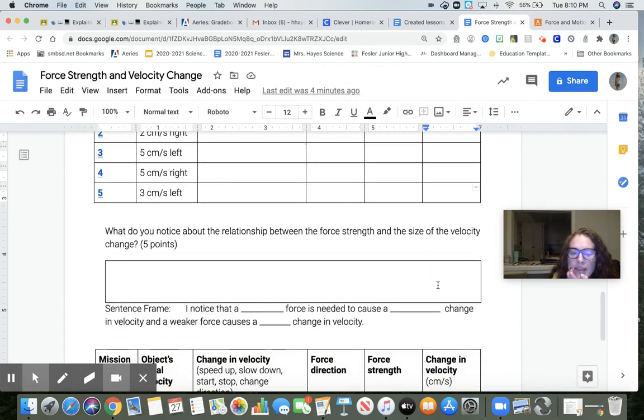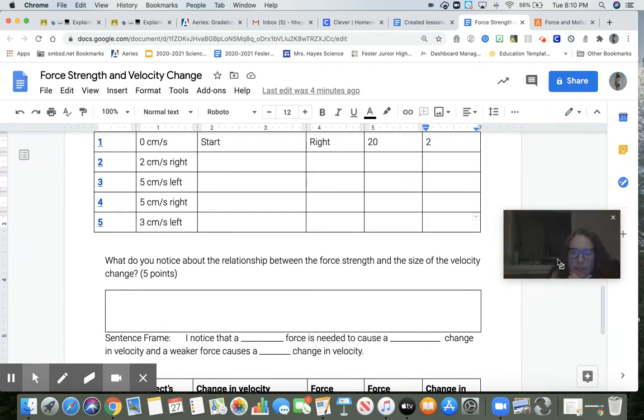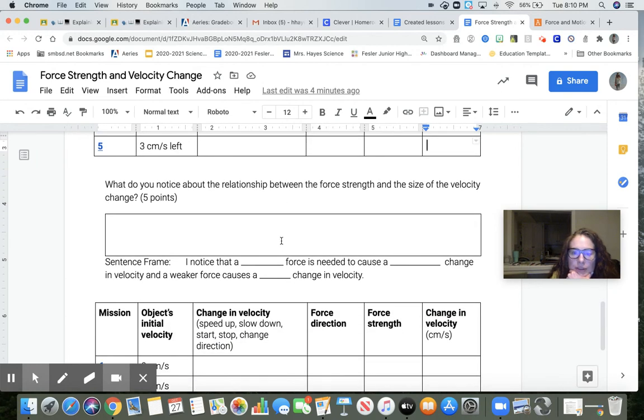Okay. So you're going to finish this table. You're going to answer this question. What do you notice about the relationship between force strength and the size of velocity? And you cannot just tell me that they're related. You need to tell me how they're related. So I did put a sentence frame here. I noticed that a blank force is needed to cause a blank change of velocity. Words like big, strong, weak, or small would be good words. Figure out how to use them.